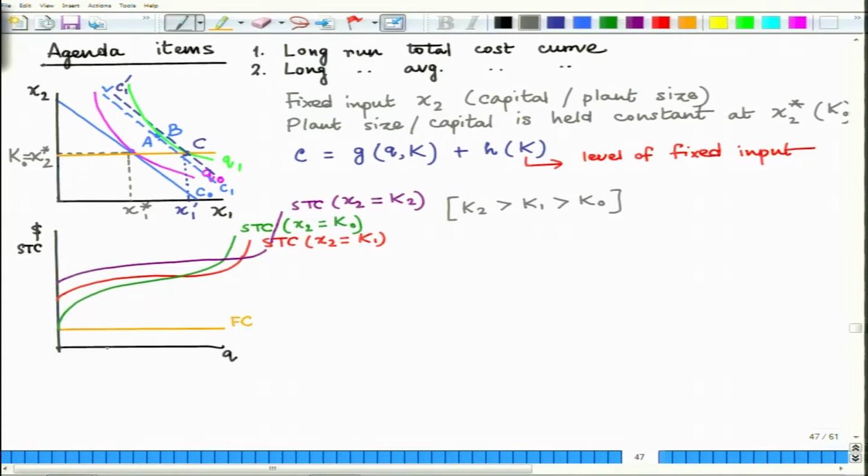Suppose my farm decides to produce Q1 level of output. Let us see which plant size will be the most beneficial for the farm.